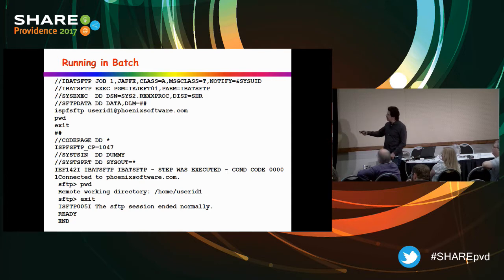Anyway, I run that, and there are my commands right there: ISPF, SFTP, PWD, and exit. And lo and behold, connected, PWD, remote directory, exit, and we're done. So there it worked in batch.